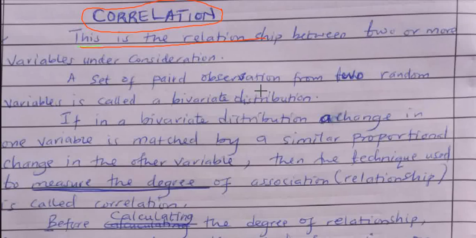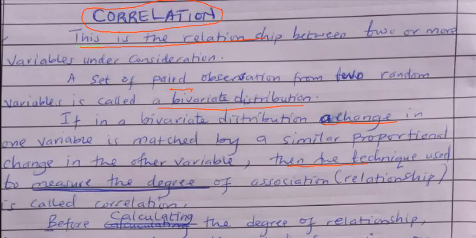Then a set of paired observations from two variables is called a bivariate distribution. This is called a bivariate. The word bi means two, and variate means something that keeps on changing. That's why we are saying that in the bivariate distribution, a change in one variable is matched by a similar proportional change in the other variable.